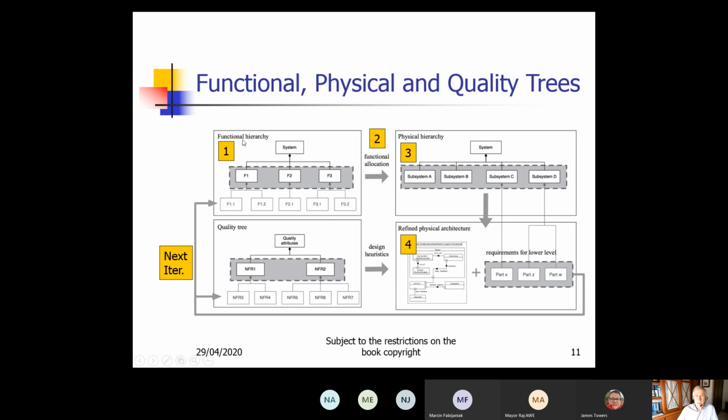So we use trees to represent functional hierarchies. We use trees to represent physical hierarchies, and we use trees to represent quality attributes, for example, maintainability, reliability, and safety, and the non-functional requirements that belong to each quality attribute. This tree is called also the quality model. And in the book, you have an example of the quality model we applied to the robotic arm.